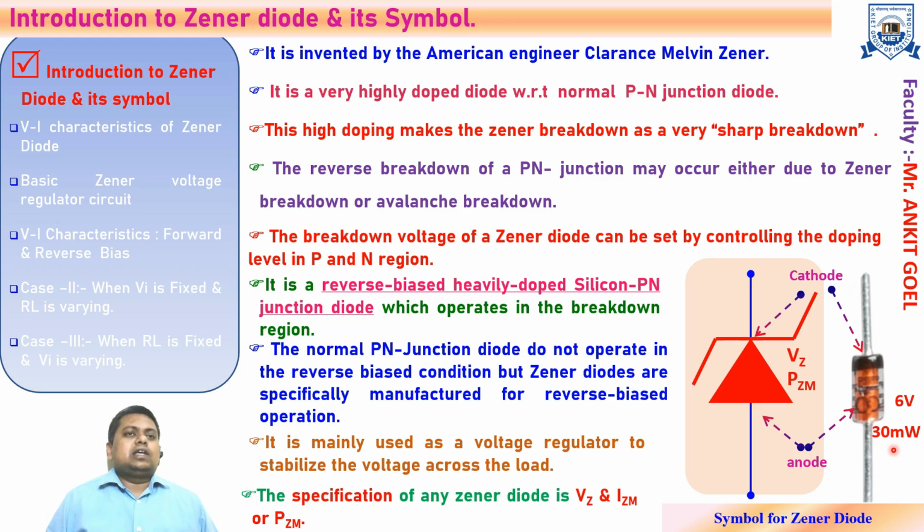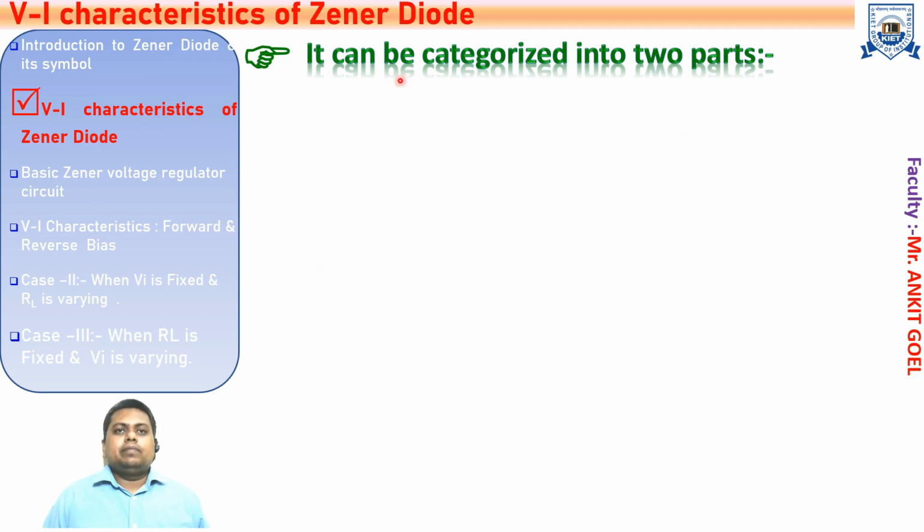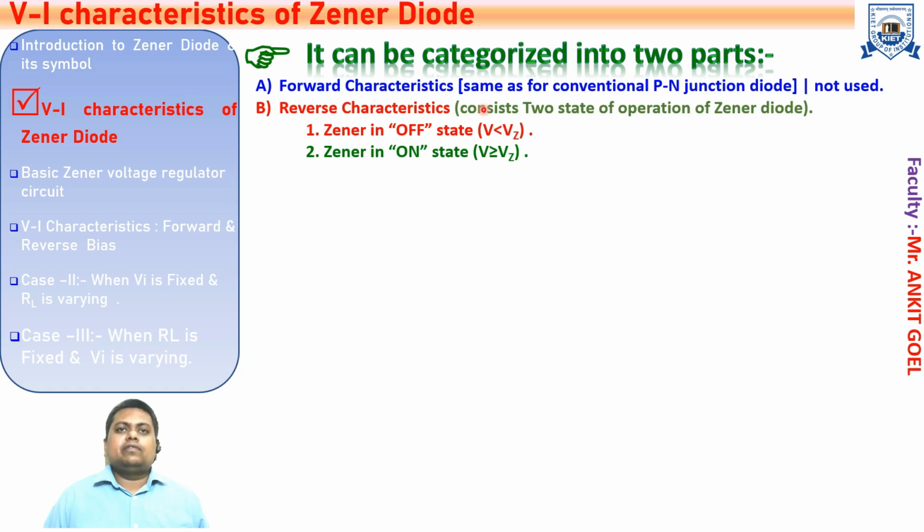So let's start with the VI characteristics of the Zener diode. The VI characteristics of the Zener diode can be categorized into two parts: forward bias characteristics and reverse bias characteristics. In the forward bias characteristic, it will behave the same as the conventional PN junction diode. Normally there is no application of the Zener diode in the forward bias region.